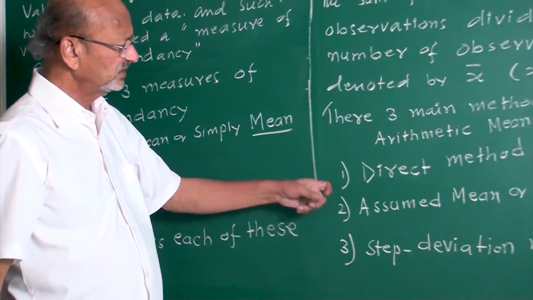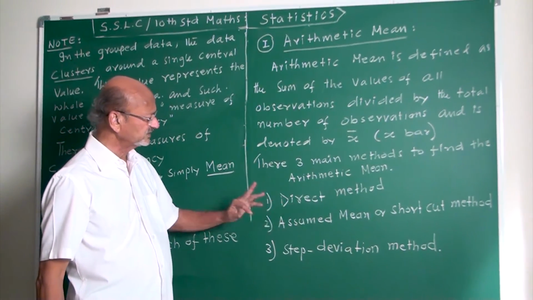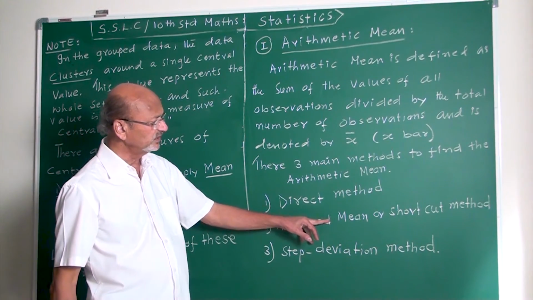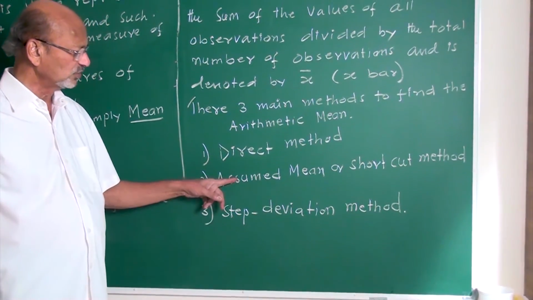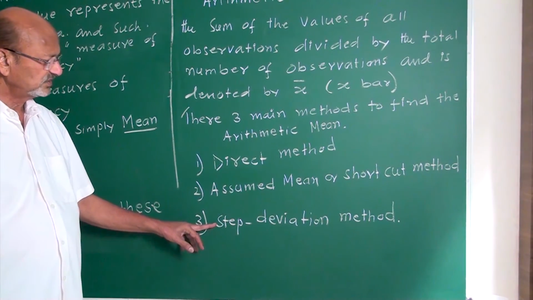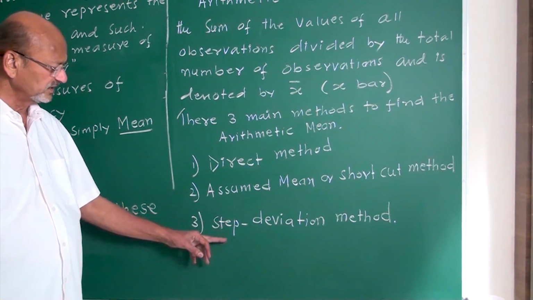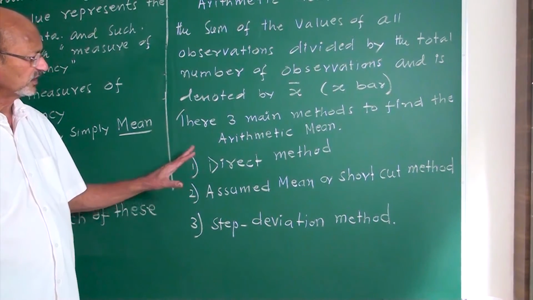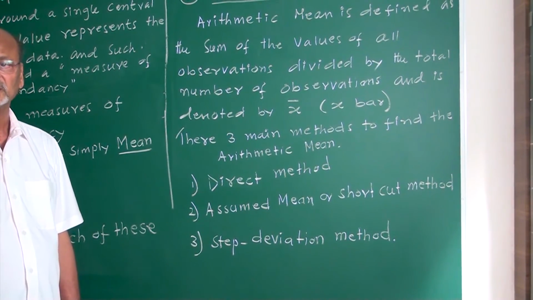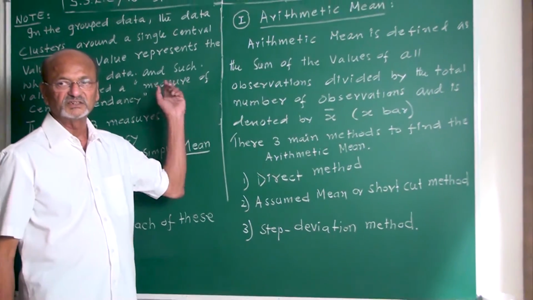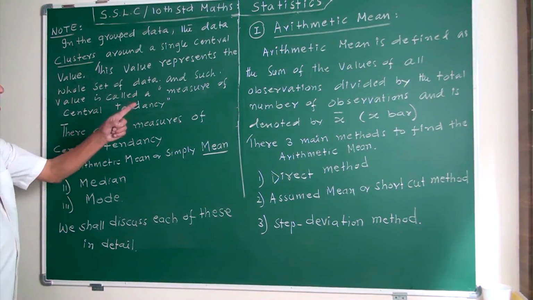These are three methods. In each method, how to find it by using the direct method, I give the formula and examples. Next, what is the assumed mean or shortcut method? I will explain the method, then do one or two examples on this. Third, step deviation method. That method I will explain, then examples. We shall do one by one. Then we shall go for examples from your exercise, that is 13.1, as it is chapter number 13, my friends. Yes, one minute, copy it.